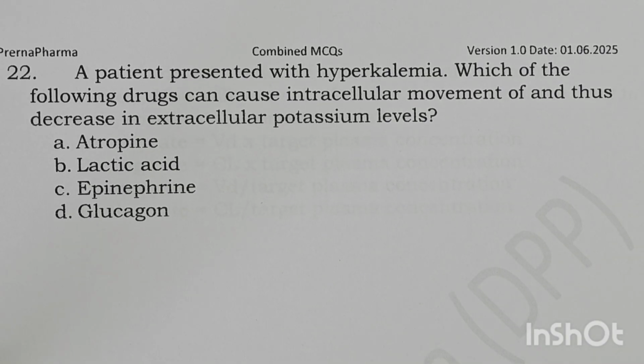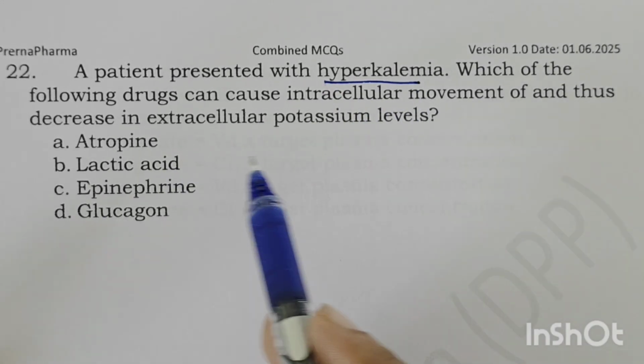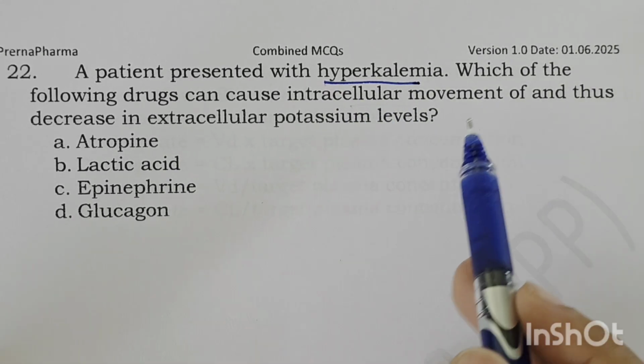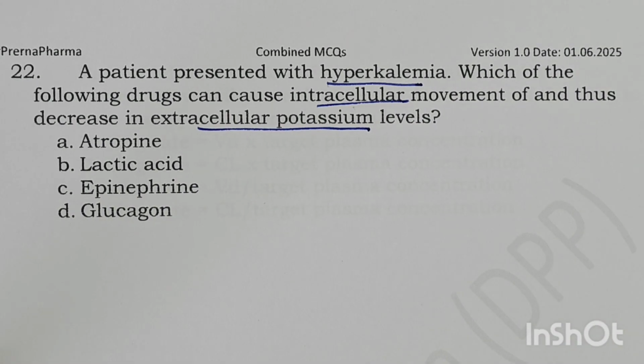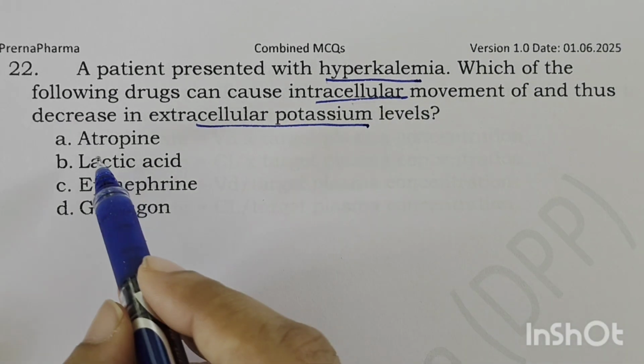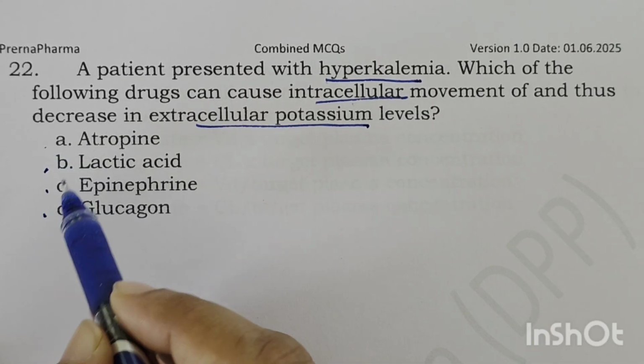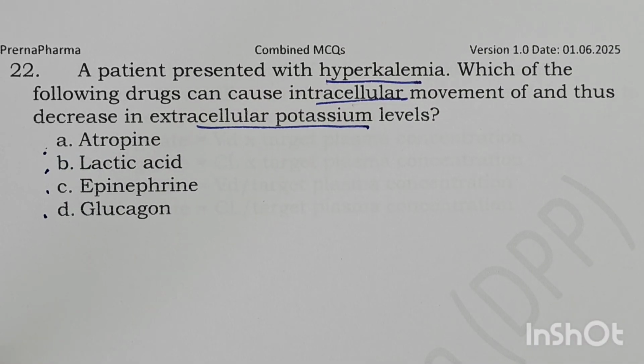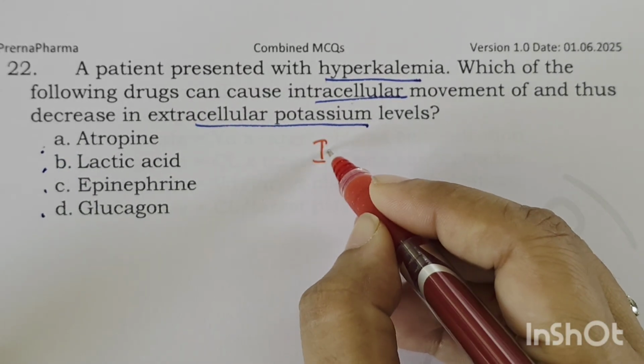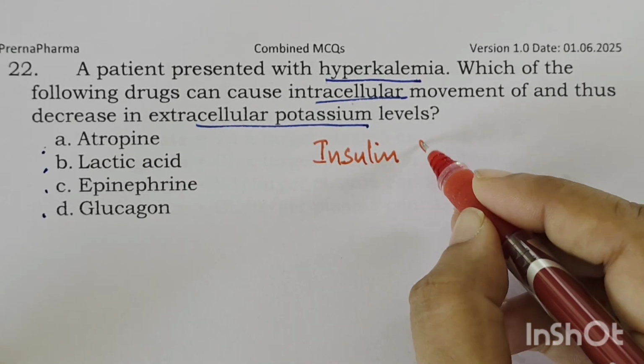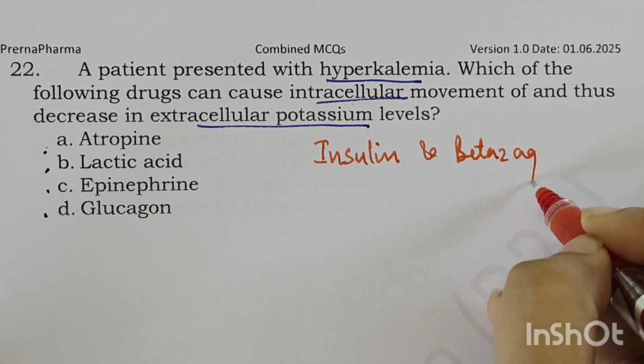The next question. A patient presents with hyperkalemia. Which of the following drugs can cause intracellular movement of potassium and thus decrease the extracellular potassium levels? So now a drug which will basically drive potassium inside. So options given are atropine, lactic acid, epinephrine and glucagon. Now out of all these drugs, the 2 drugs that have the capacity to drive potassium inside the cell are insulin and beta-2 agonist. Okay?